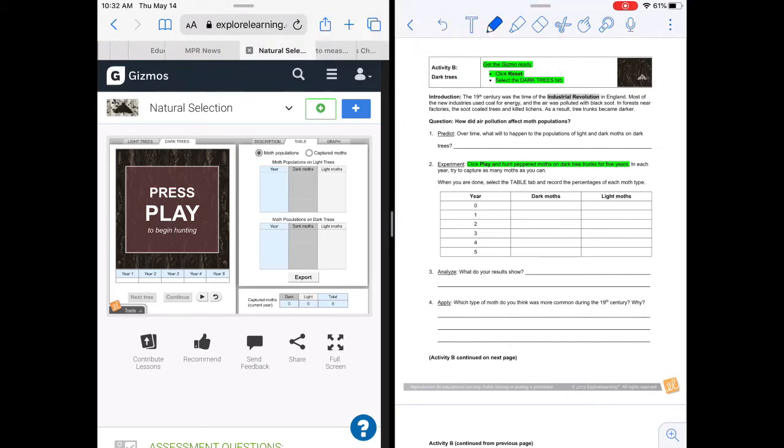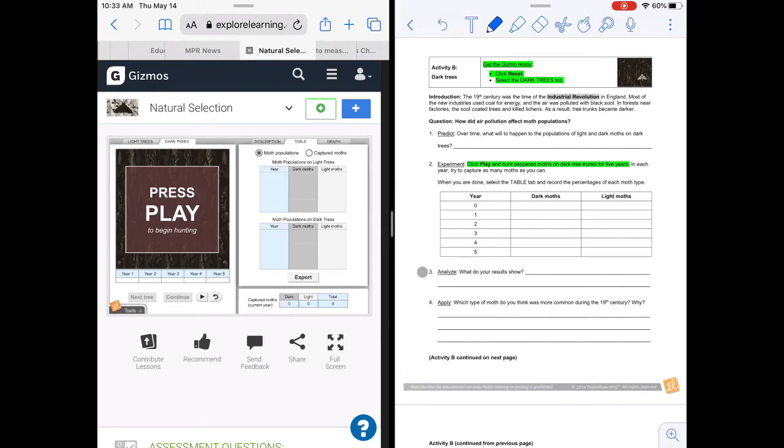So before we start, we want to predict over time what will happen to the populations of light and dark moths on the dark colored trees. This is a prediction, so just write down your best guess of what you think is going to happen for number 1. For number 2, we're going to be doing the same experiment that we did on the first page, where you are going to be a bird trying to capture as many moths as you can. However, this time, we're going to have a dark colored tree bark as our background. So you are going to do the same experiment. You're going to collect data for 5 years. Then you will write your data down on the chart and use that data to answer these 2 questions that go with them. So once you have collected your data, you're going to copy the percentages off your table chart from the gizmo and then answer these questions.